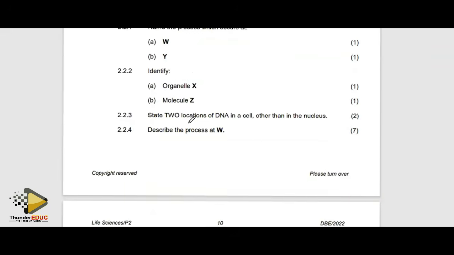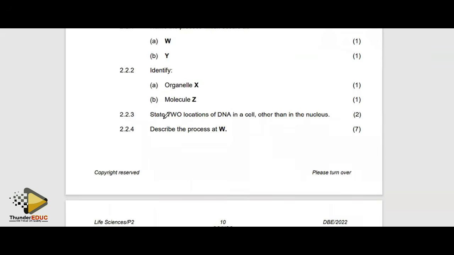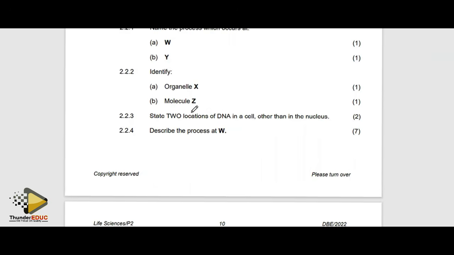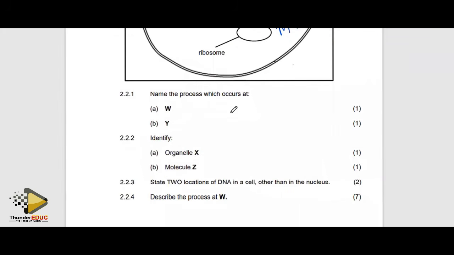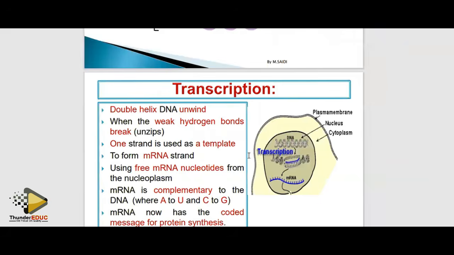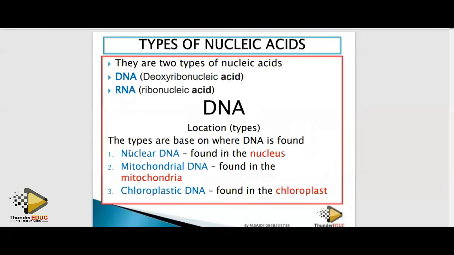RNA. Yes, and then they are saying state 2 locations of DNA in a cell other than in the nucleus. We find it in the mitochondria and also in the chloroplast. So let's see it in our book. If we come here on the types of DNA, we shall see that we have nuclear DNA found in the nucleus, they say other than this. So we have the mitochondrial DNA found in the mitochondria, and then the chloroplastic DNA found in the chloroplast, meaning that is the answer.